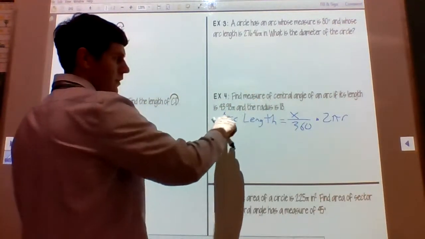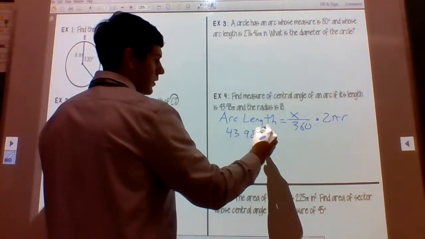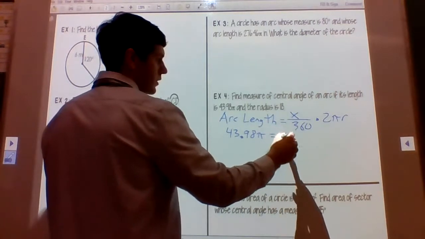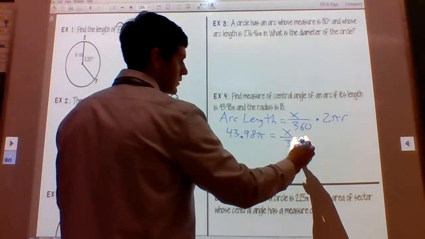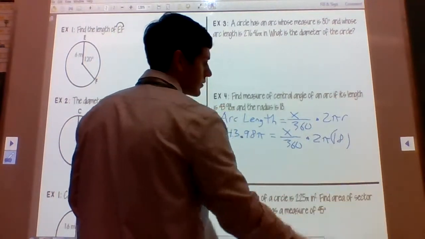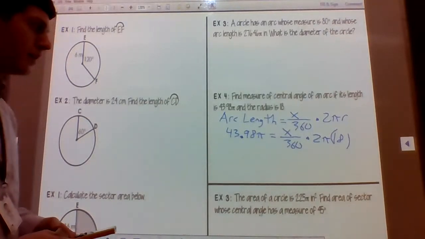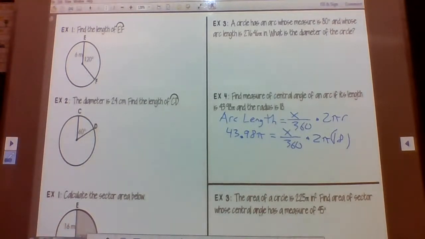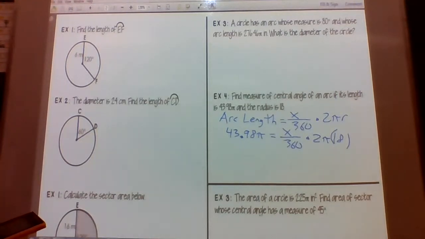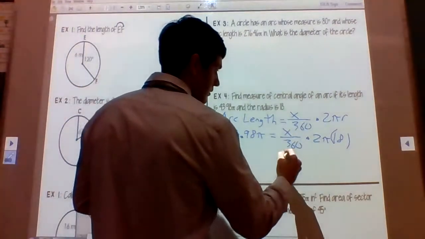Okay, arc length is 43.98 times pi. We want to find x, that's over 360. We know the radius is 18. So we can put that in, 2 pi times 18 divided by 360 is 0.314.